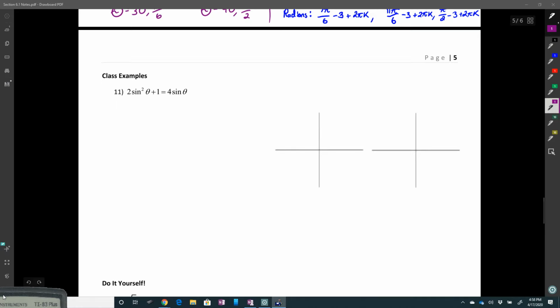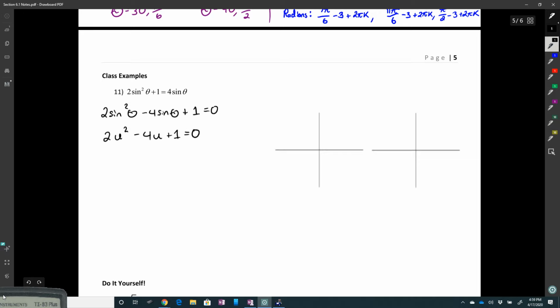It's the same as before, except now, because we're evil, you're actually forced to do the quadratic formula. This is another quadratic problem. 2 sine squared theta. I'm going to subtract the 4 to the other side. So this is like saying 2u squared minus 4u plus 1 equals 0. Now here we're forced to use the quadratic formula.